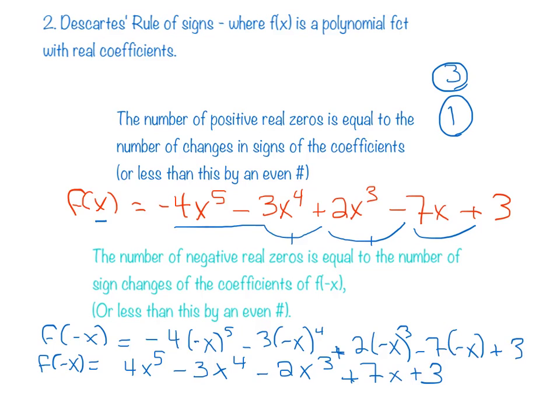So now if we go through and we count our sign changes, we start off positive and we bump to negative. There's one sign change. It stays negative, changes to positive, there's 2 sign changes, and it stays positive from there. So there will be 2 or 0 negative zeros that are real numbers.